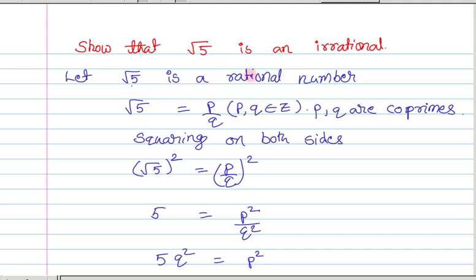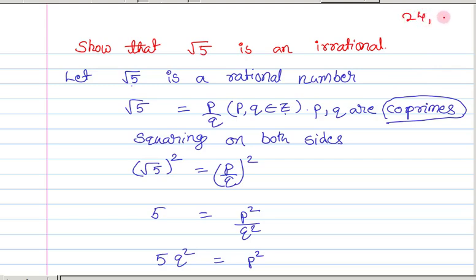If it is a rational number, from the definition of a rational number, root 5 can be written in the form of p by q, where p and q are integers and p and q are co-primes. Here, co-primes is an important word. Based on this we are going to prove this. Firstly, you should know about co-primes. Two numbers are said to be co-prime if there are no common factors other than 1. Let me take an example.